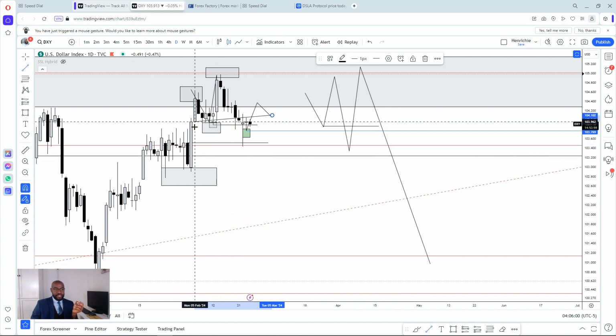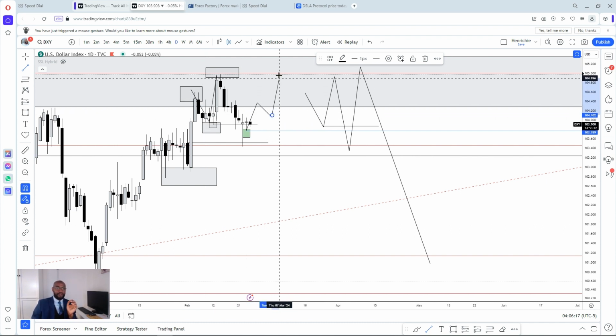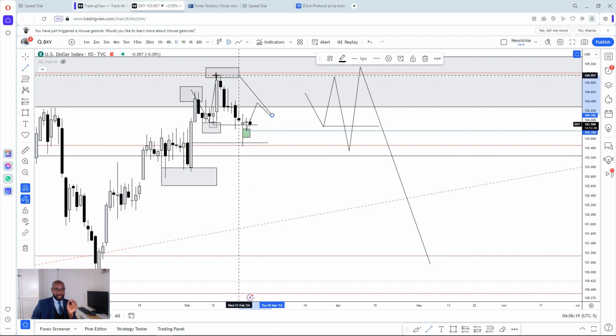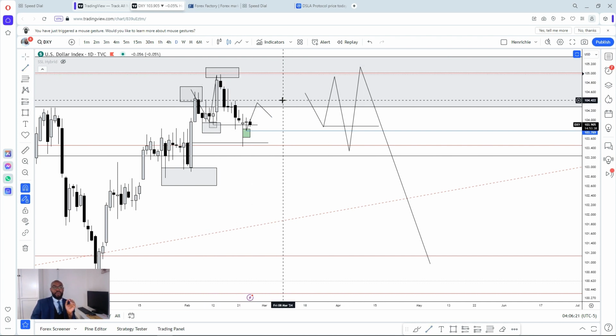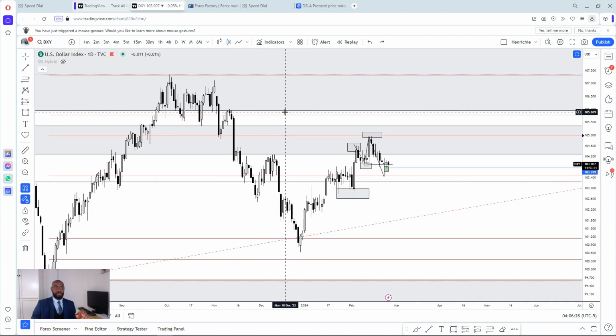The second reason, we had this remnant of this inefficiency right here. Price came back to fill it and still failed to close below the inefficiency, failed to close beneath the 50% of the order block. A lot of confluence is showing me bullishness that dollar could potentially hunt for this buy side liquidity. Now, another confluence that I'm also looking at that price could potentially go to the upside is also something I'm going to point out to your attention as well.